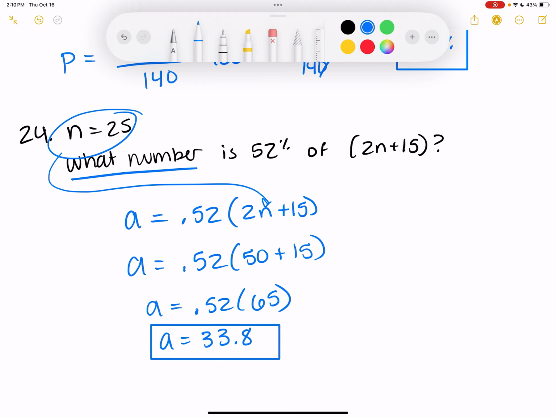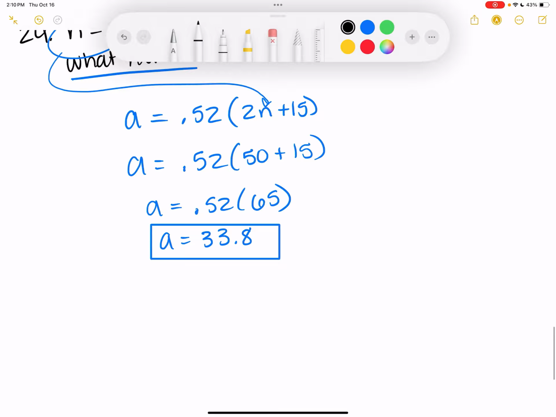All right, 2 short word problems, and then we're done. Do we have homework? Not if you finish it in class.